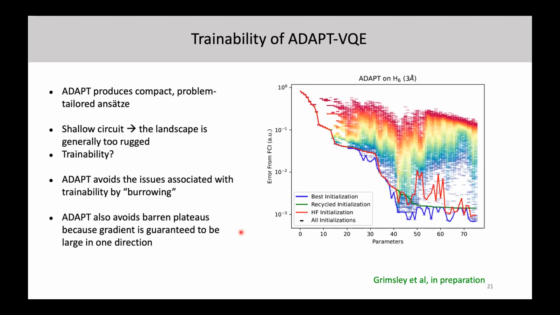And one way we can understand why this happens is that since we build up the ansatz operator by operator, every time we run the VQE subroutine, all the parameters except for one are set to 0, essentially because we're already at the optimum in that case. And so there's only one direction in parameter space that has a non-trivial gradient, and that gradient by construction is large. So again, this is why things like barren plateaus are not really an issue.